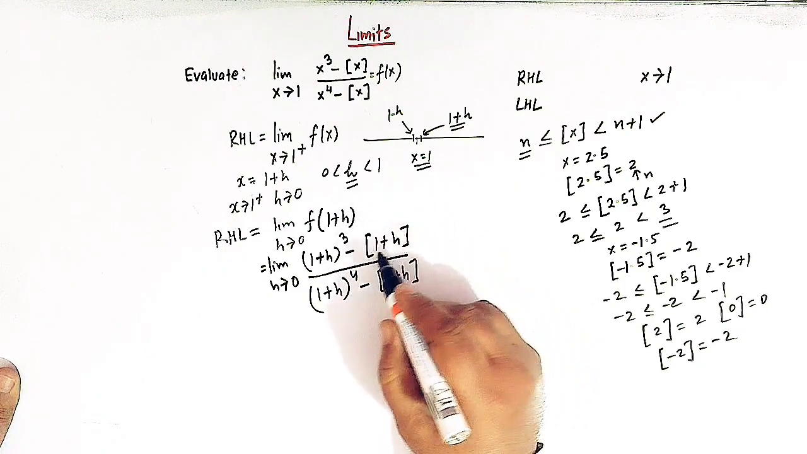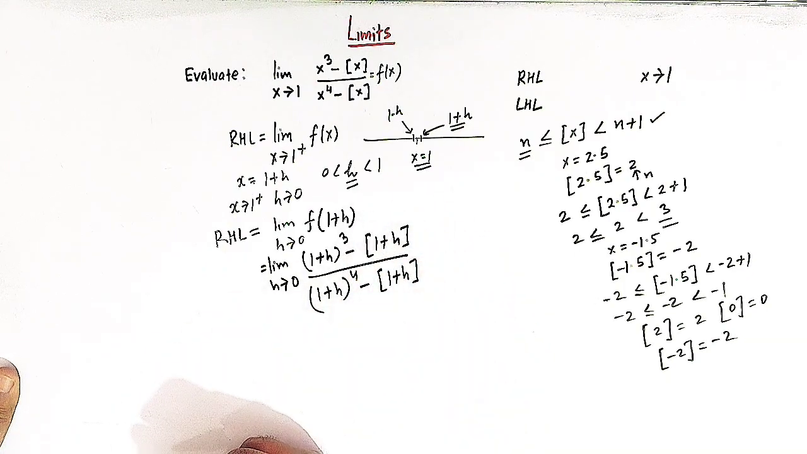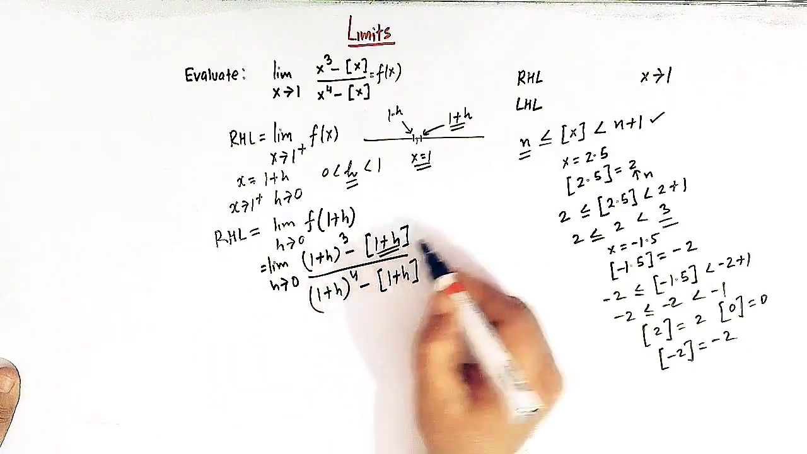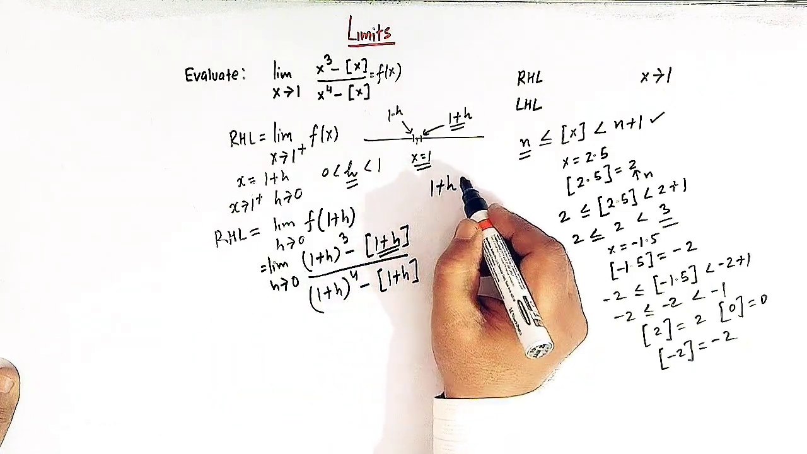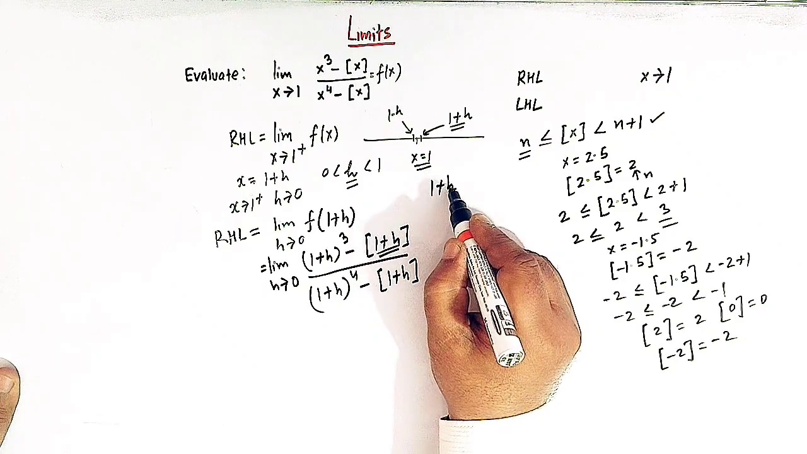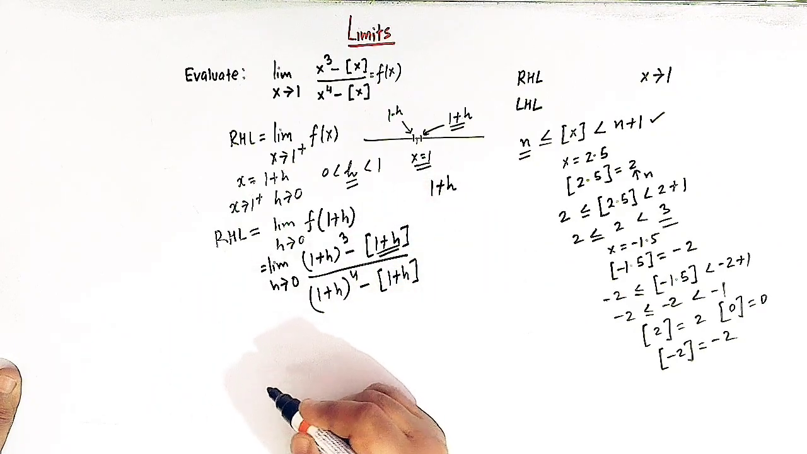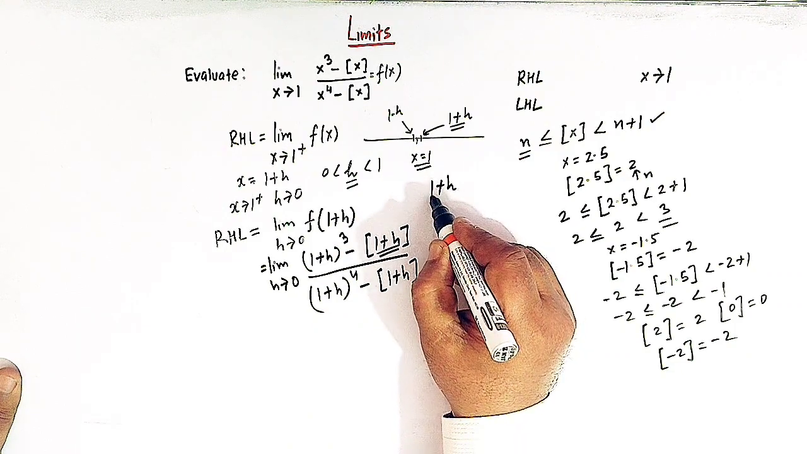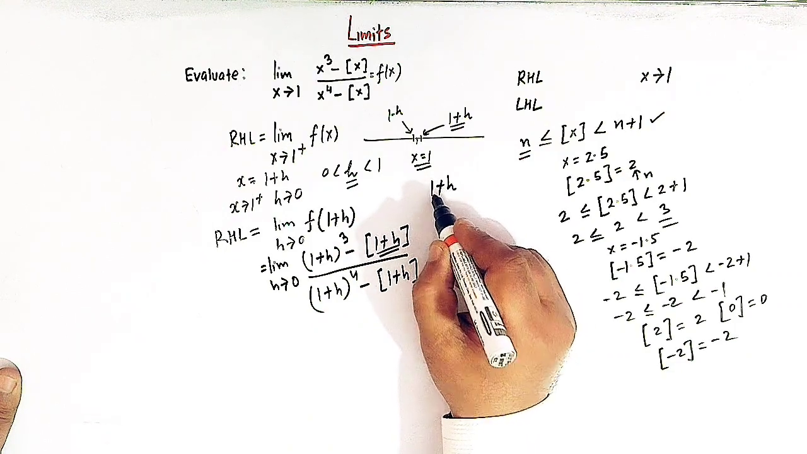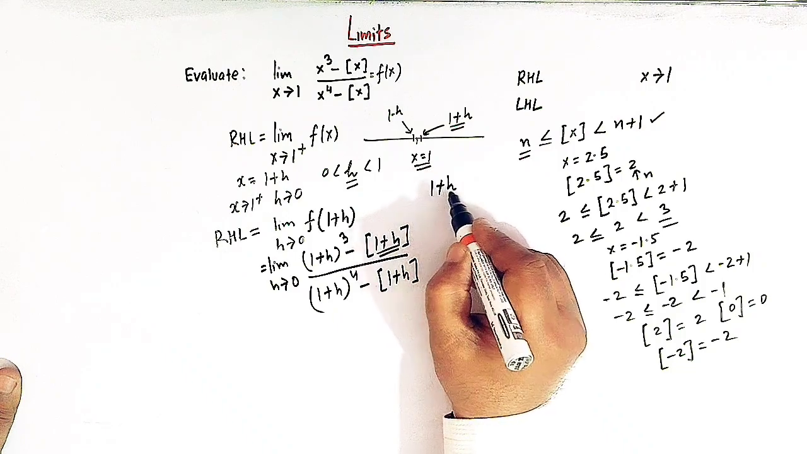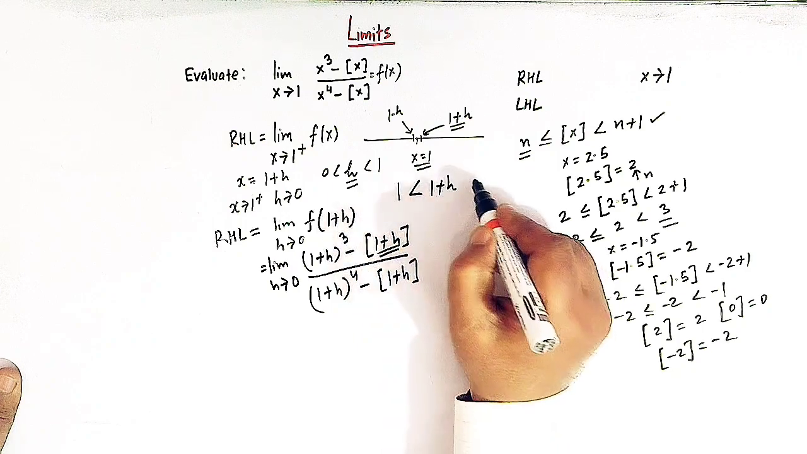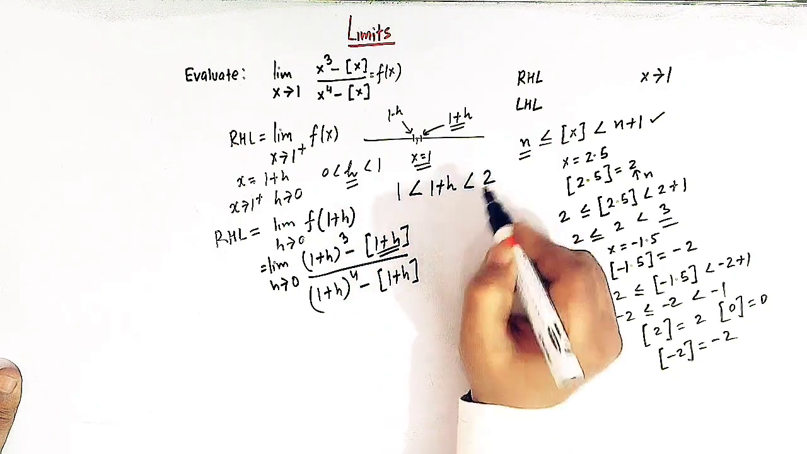So we make use of the definition of the greatest integer function. Let us consider this quantity, 1 plus h. Here h is infinitesimally very small, so when we add h to 1, the value of the expression 1 plus h is slightly greater than 1, but it remains less than 2.